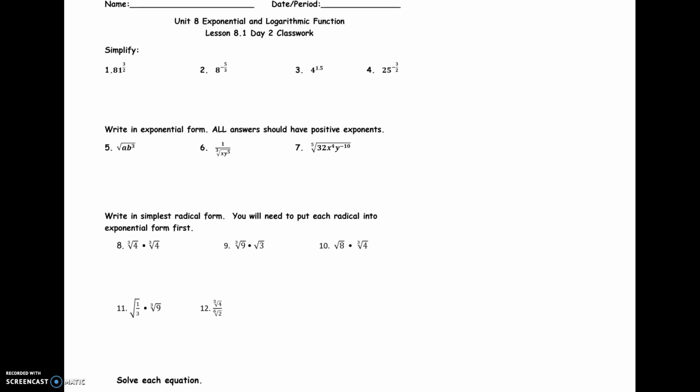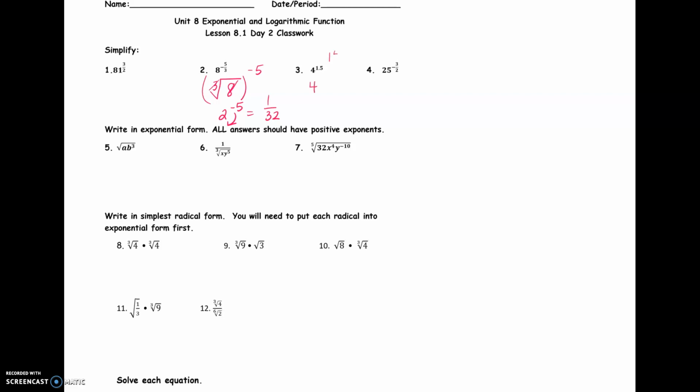I'm going to start with number 2, and what I'm going to do again is take that exponent, negative 5/3. 3 is the root, 8 is the base, and I'm going to raise it to the negative 5th power. This is a perfect cube, and this becomes 2 to the negative 5th power, which is 1 over 32, because remember, you move it down. 4 to the 1 and 5/10 power, number 3, becomes 4.